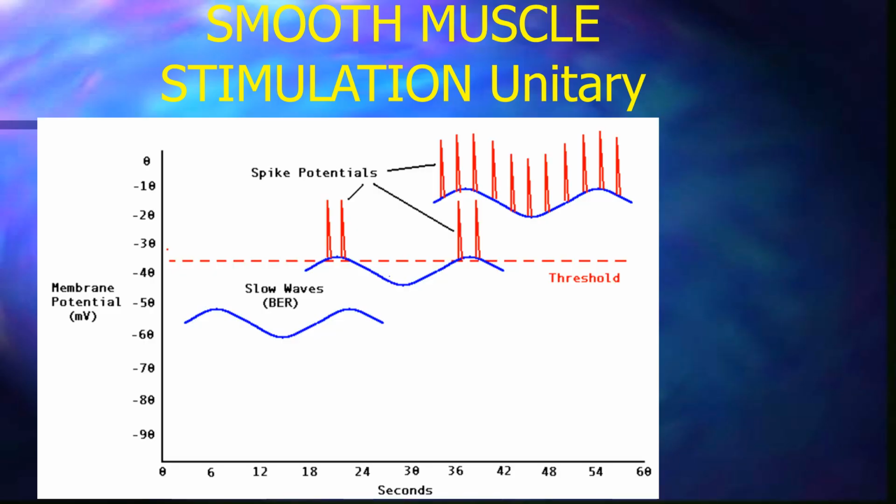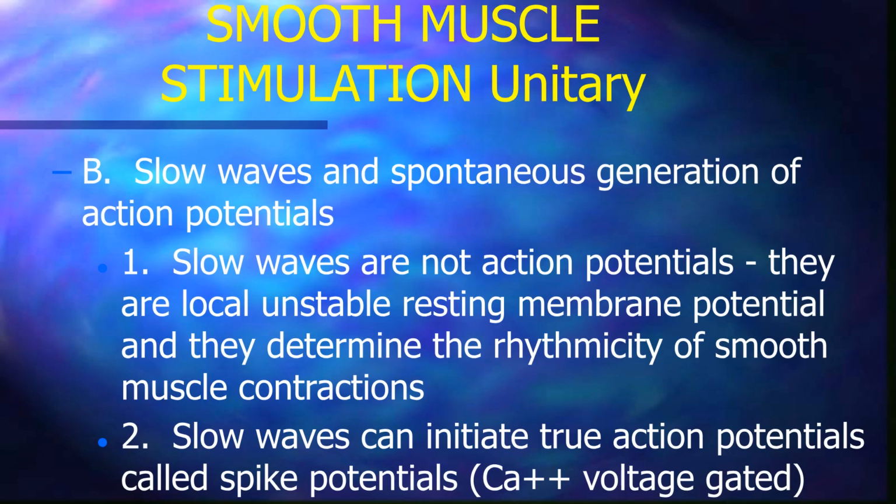This slide visually summarizes the stimulation of unitary smooth muscle. Slow waves are not action potentials. They are local, unstable resting membrane potentials that determine the rhythmicity of smooth muscle contractions. When the BER exceeds the threshold of about -35 millivolts, slow waves can initiate true action potentials called spike potentials.